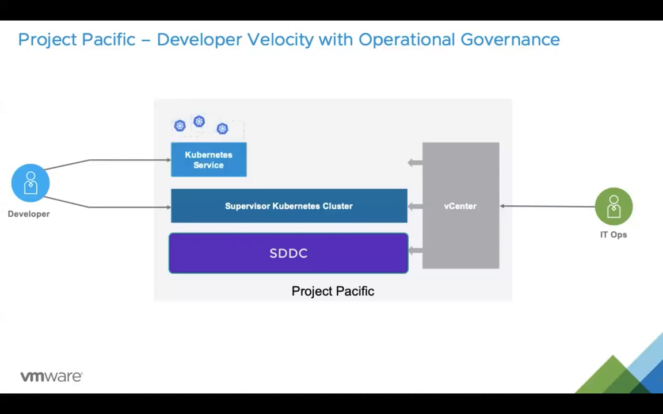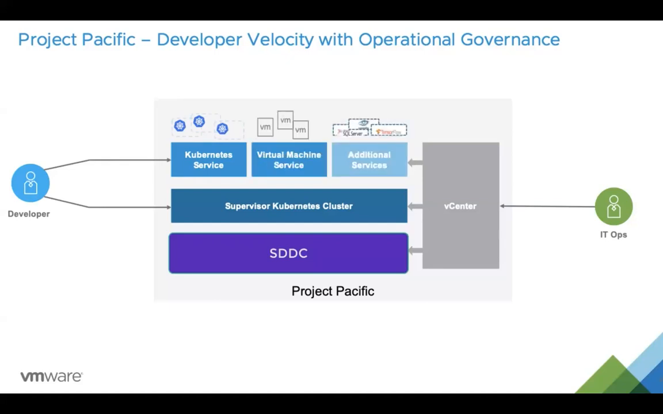The supervisor cluster will run a service that allows development teams to provision their own Kubernetes clusters on demand. There are additional services to deploy traditional virtual machines and even third-party applications. Developers accomplish this with the same tools they use with any other Kubernetes application deployment. Okay, let's jump in and see how this works.